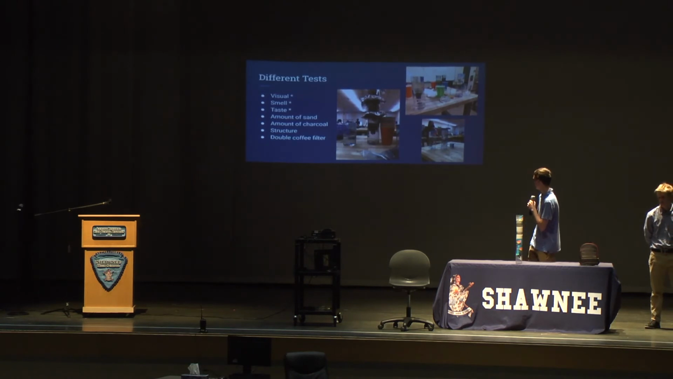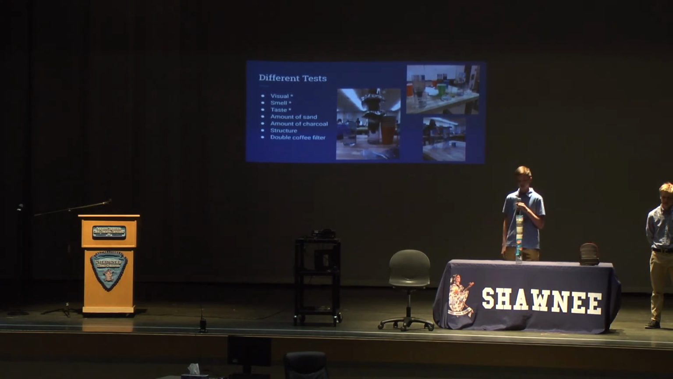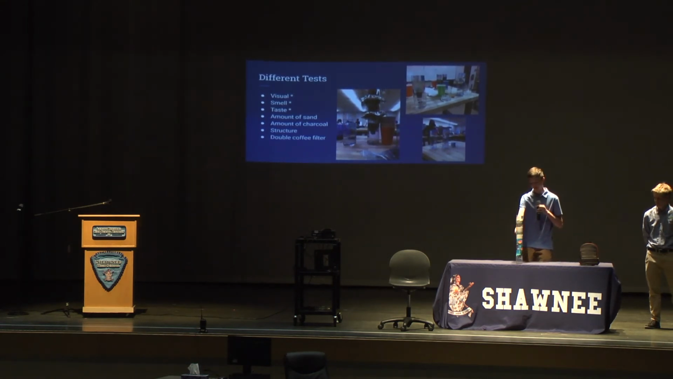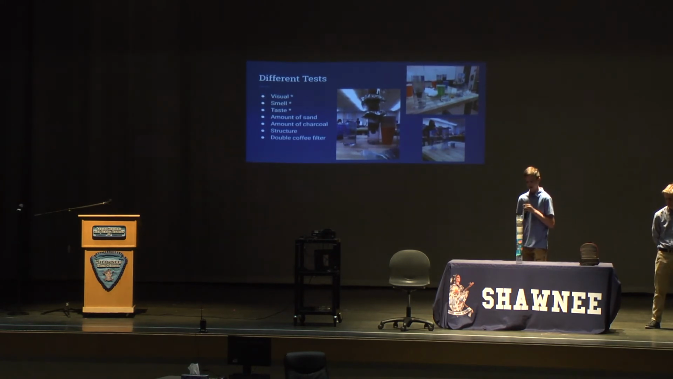So some of the different tests that we did were visual, smell, taste. Those are the three main ones. And then we also tested different amounts of sand for the flow rates and the clarity of the water. Different amounts of charcoal, because the charcoal at first, the water wouldn't really go through it. So we had to do multiple tests for that. And then the structure with the aluminum foil, and then double coffee filter. So we added coffee filters in between each layer to hold the materials up, like the sand and the charcoal. And then we added two coffee filters just to clean the water even more.